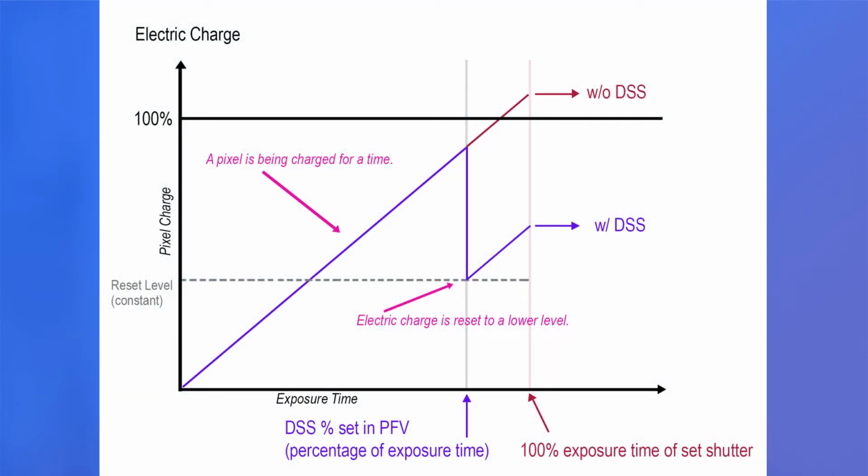So this purple line represents an individual pixel as it's gaining a charge. Photons are accumulating in the pixel well, and when it reaches 100%, that's when the pixel has reached saturation. So the dual slope shutter tool will detect when the pixel is reaching a high level of charge, and it will reset that charge down to a lower level and then accumulate more photons for the remainder of that exposure.